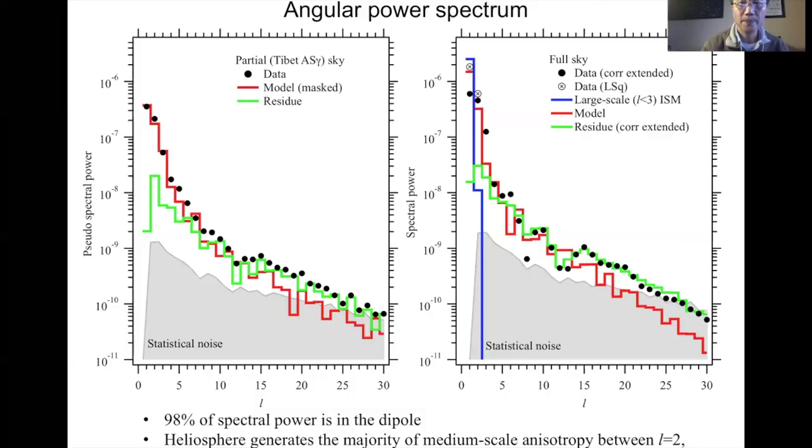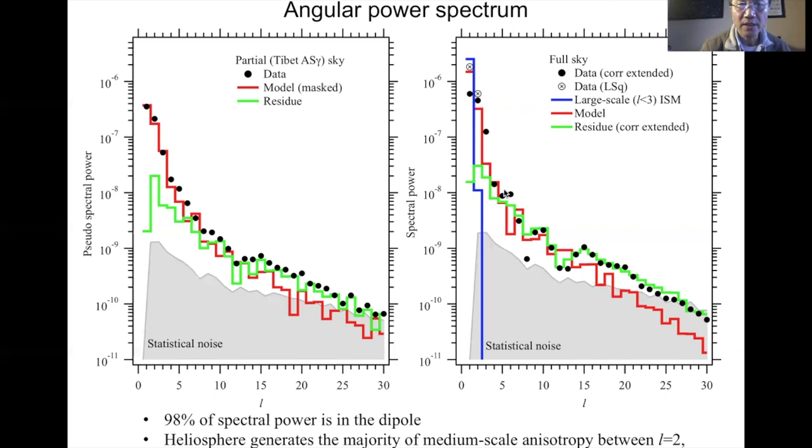Here is a spectrum of anisotropy. On the left, it's a partial sky pseudo anisotropy spectrum. On the right is a full sky anisotropy map. Anisotropy in the local interstellar medium is the blue curve, mainly containing a dipole and a very small quadrupole. The red curve is the anisotropy after distortion by the heliosphere. The dots are the data.